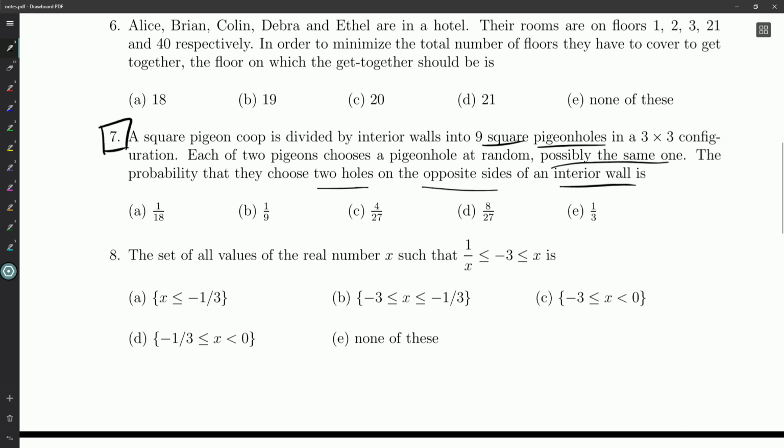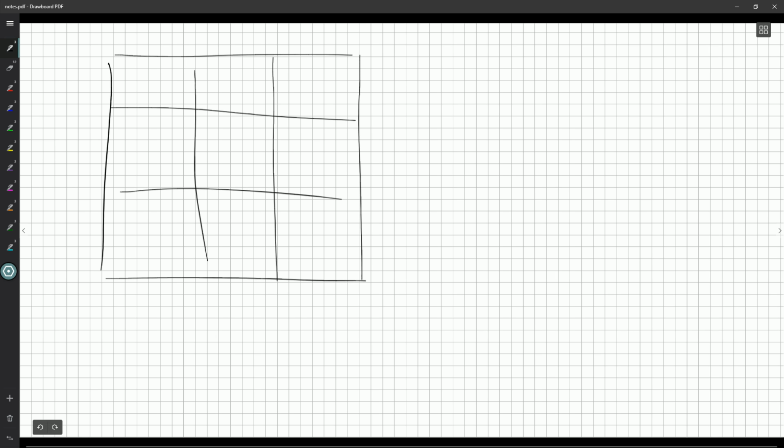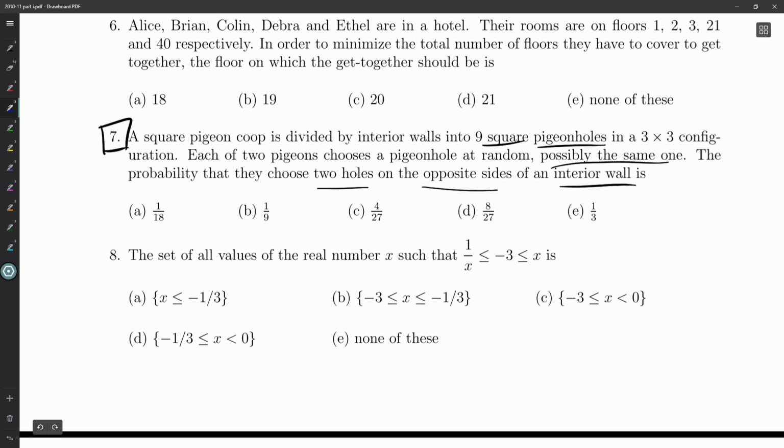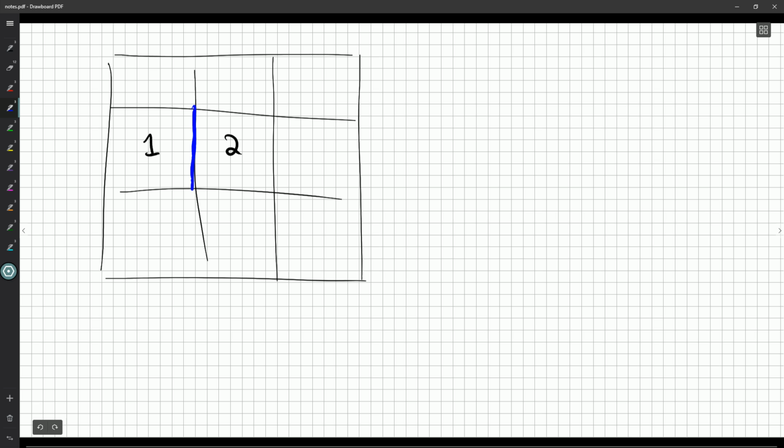Okay, what exactly do they mean by that? So, got our pigeon coop. If pigeon 1 picks here and pigeon 2 picks here, they are on opposite sides of this interior wall. Is that what we are to understand? Or does the whole thing count as the wall, and so this up here also is opposite that same wall? I don't think that's the case. I think it's the first scenario we've got.